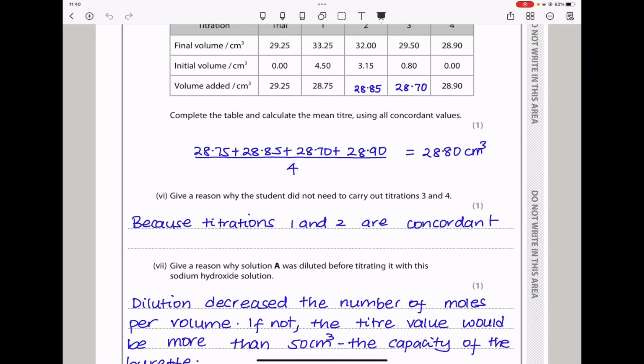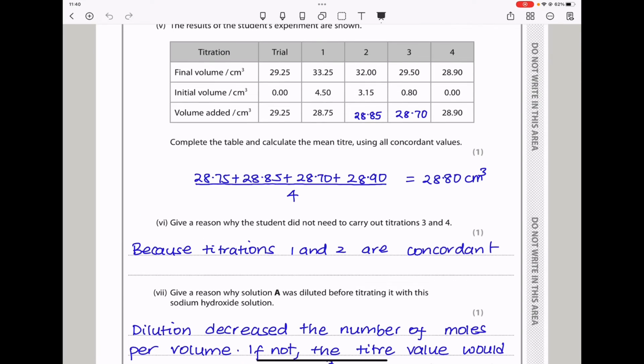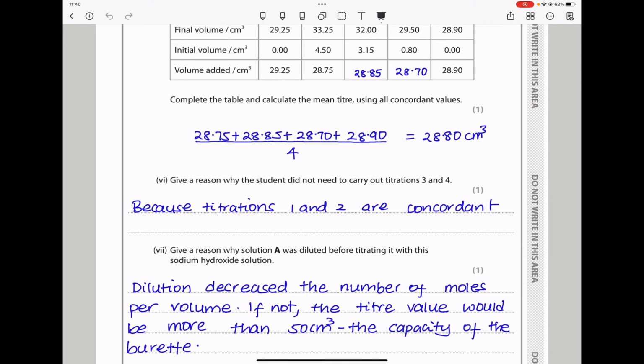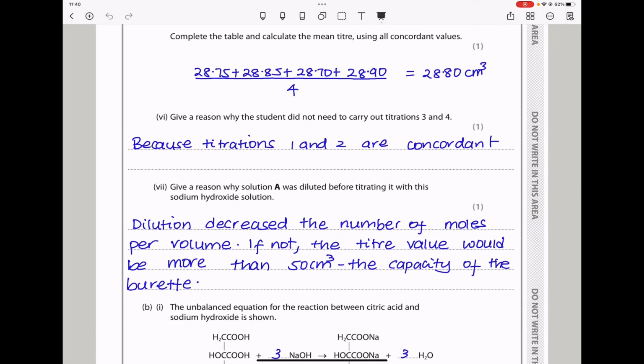So next they say, give a reason why the student did not need to carry out titration 3 and 4. I would say because titration 1 and 2 were already concordant results, so there was no need to carry out titration 3 and 4. And then next they say, give a reason why solution A was diluted before titrating it with this sodium hydroxide solution.